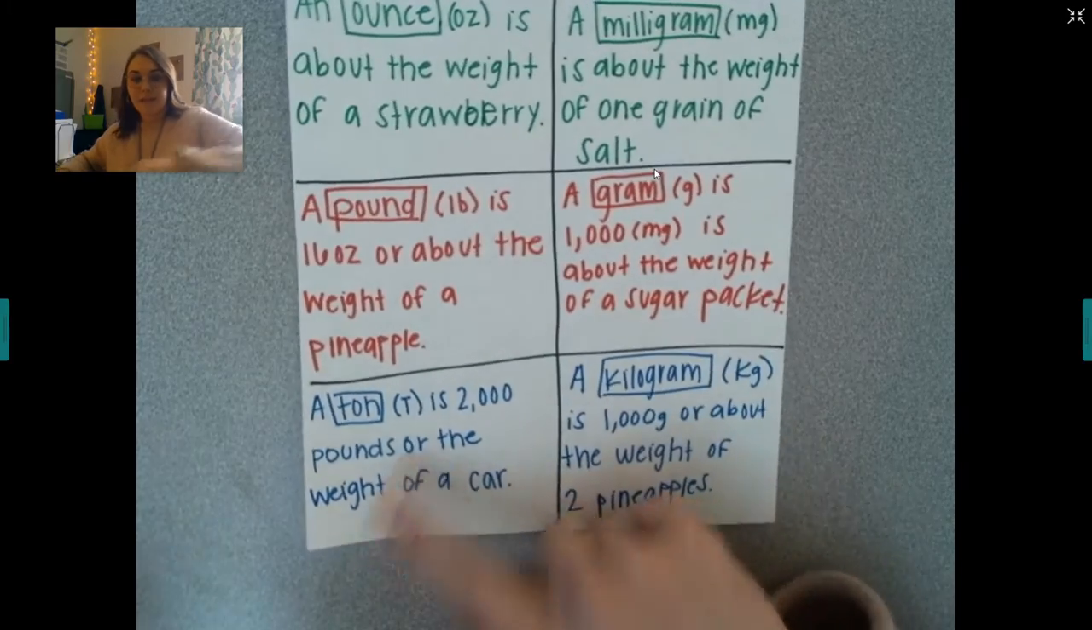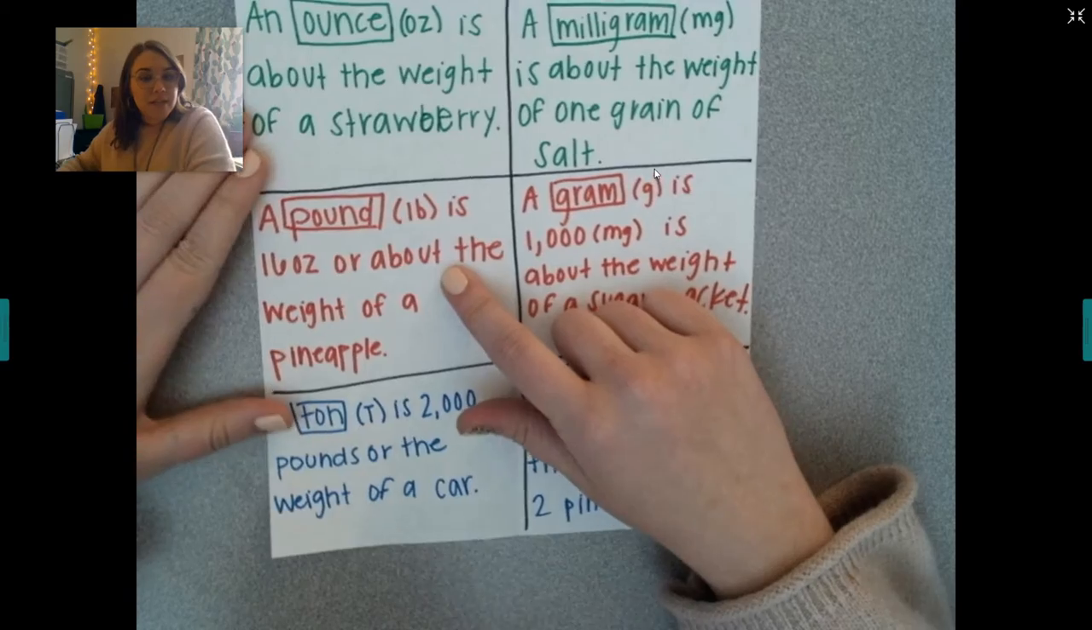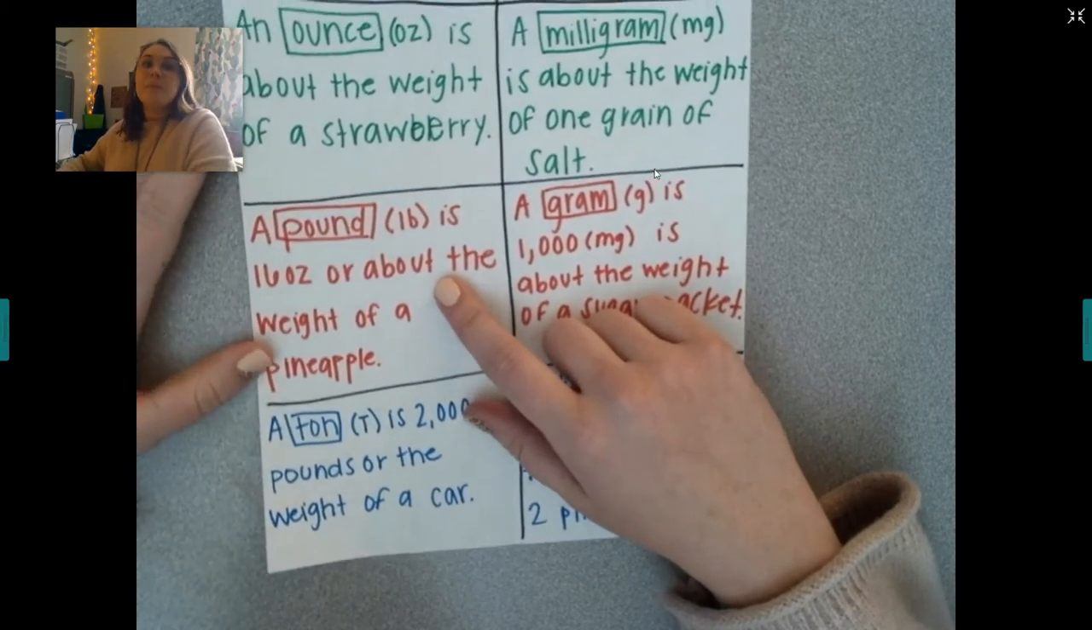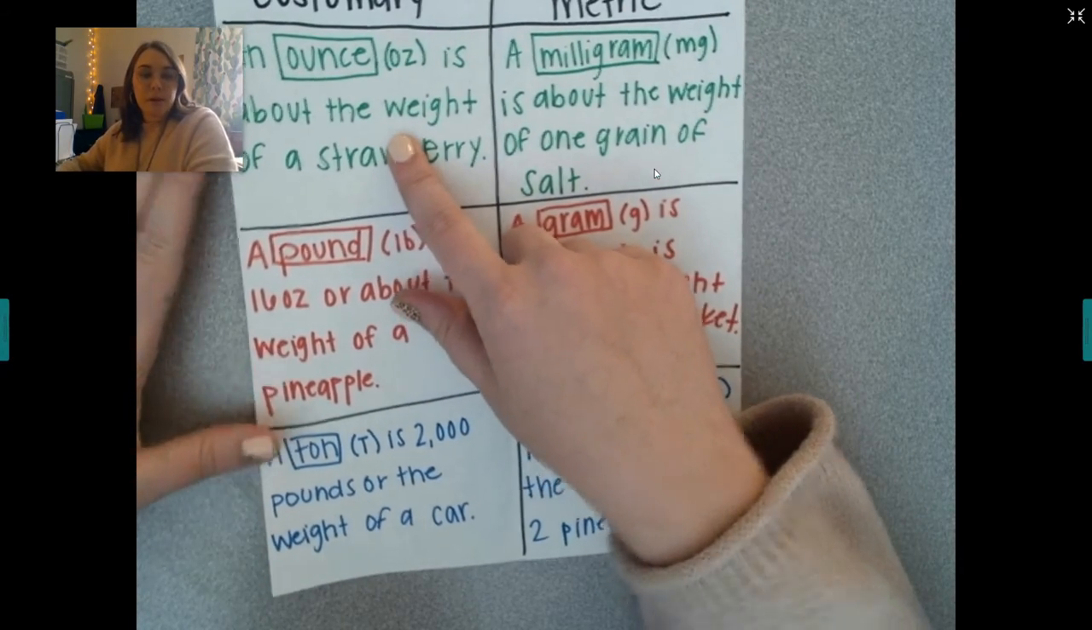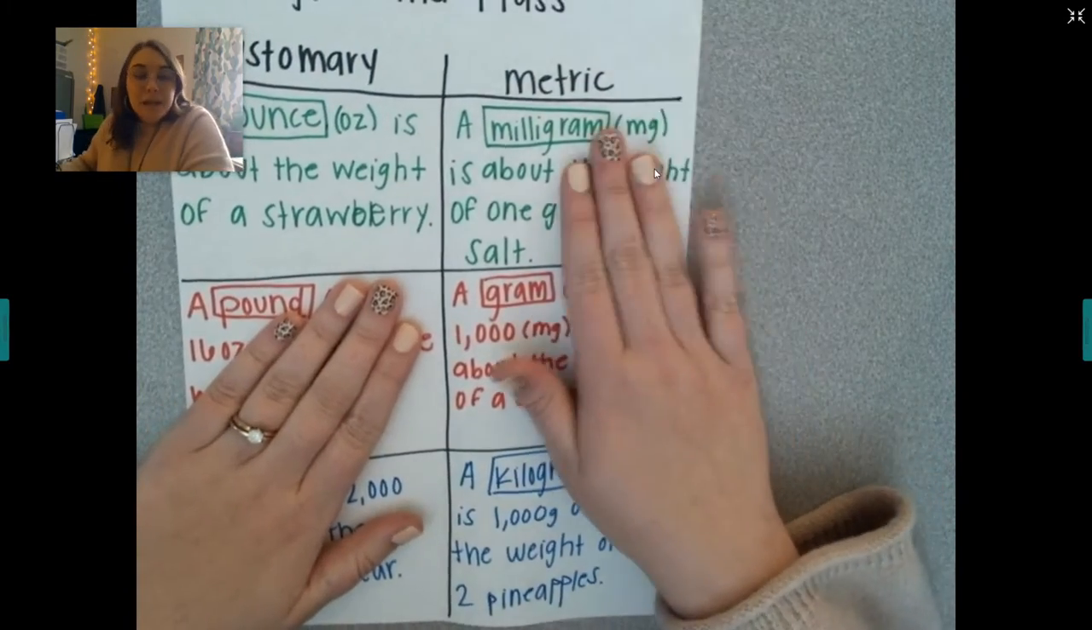So, we have a ton, and a ton is the biggest, and that's about the weight of a car. Then, next is a pound, and that's like the weight of a pineapple. And then we have an ounce, and that's the weight of a strawberry. So, ton, pound, ounce. Next, we have the metric system.